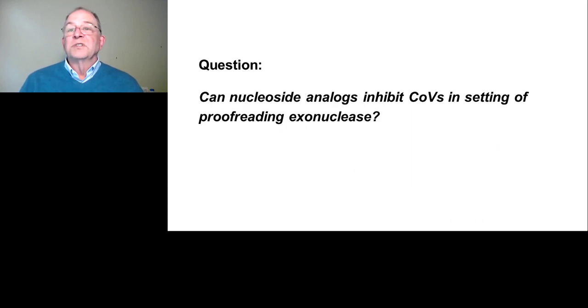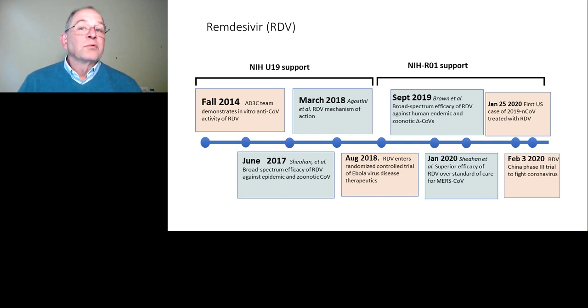So we asked the question: is it possible for nucleoside analogs to inhibit coronaviruses in the setting of a proofreading exonuclease? That was the question, and so we started collaborations. We have two major ones that are ongoing. One is with Gilead Sciences, and the other is with the Emory Institute for Drug Development at Emory University to actually test this. These were based on our interacting with them, identifying them, and having them willing to give us compounds to test.